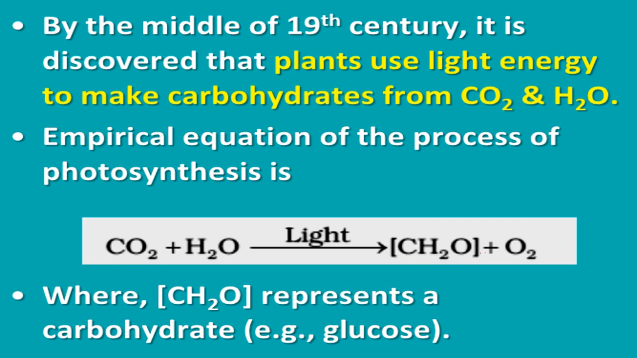Like you can write here n. Okay, so n is representing the number of carbon, hydrogen and oxygen. The number of hydrogen will be double that of the number of carbon here. So it is C6H12O6 for the glucose, and oxygen is also released here, right? Where CH2O n represents a carbohydrate, that is glucose. Okay, so this is the equation for photosynthesis.